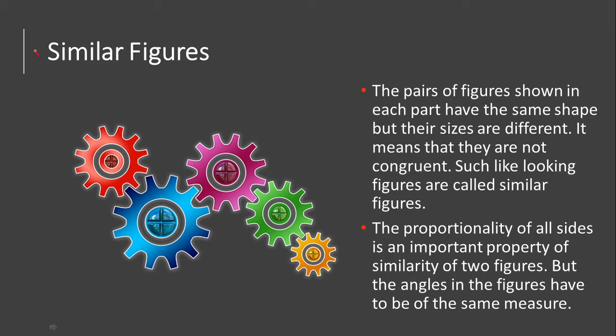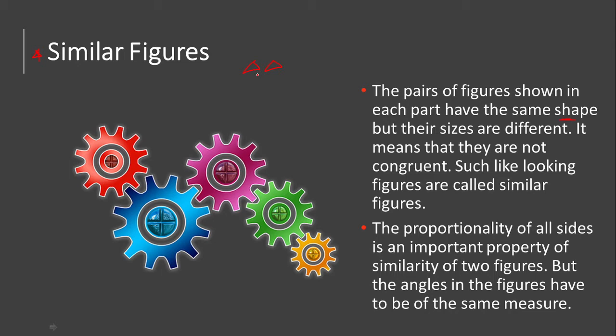Now exactly let's define what is meant by the similar figures. The pair of figures shown in each part have the same shape, like we saw. Each set was having the same shape, but their sizes are different. If they had exactly the same size, we would say them as congruent, not similar. If all the sides and angles are the same, we will term them as congruent.